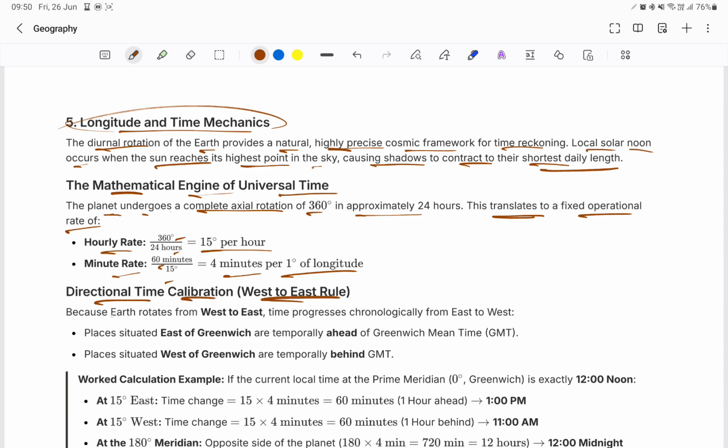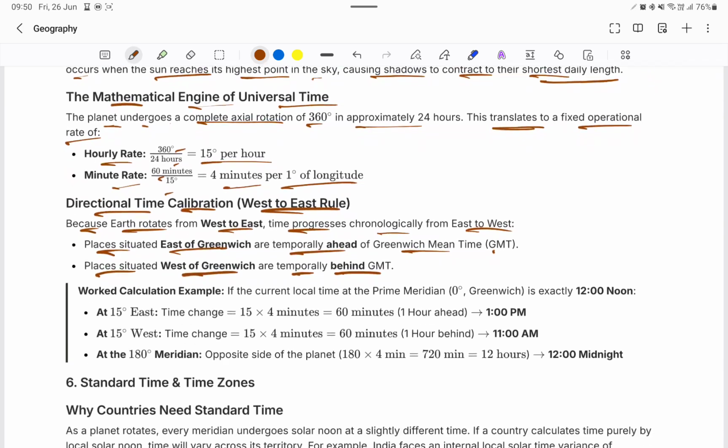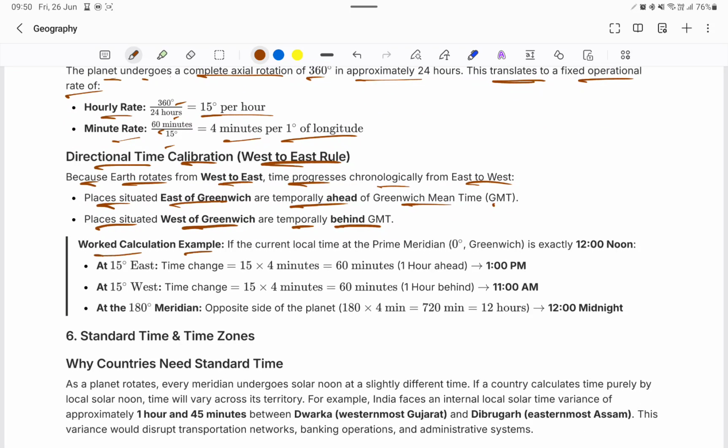Directional time calibration, the west to east rule: because Earth rotates from west to east, time progresses chronologically from east to west. Places situated east of Greenwich are ahead of GMT, and places west of Greenwich are behind GMT. Okay, worked calculation examples.